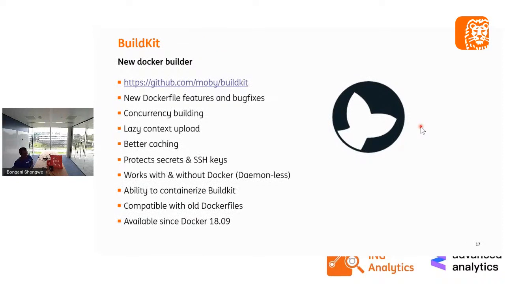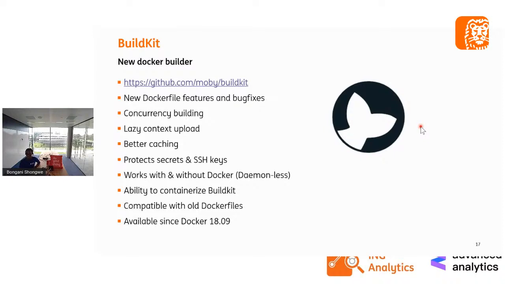So we found out that there's a new Docker builder called BuildKit. It's produced by Moby, or some people also call it Moby BuildKit. It's the new BuildKit builder, and it has new Dockerfile features and many bug fixes. It introduced concurrent building. It has lazy context uploading. So with BuildKit, if you change one build step, then that's the only build step which would get uploaded. It has extremely better caching than previously.